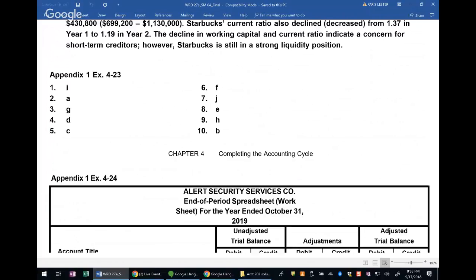For you folks out there live streaming today, we are on page 212 of your textbook. We're on Appendix 1, Exercise 4-24. We're going to get this started. I just gave the students a spreadsheet, and they're copying the first two columns, which is in Exercise 24.